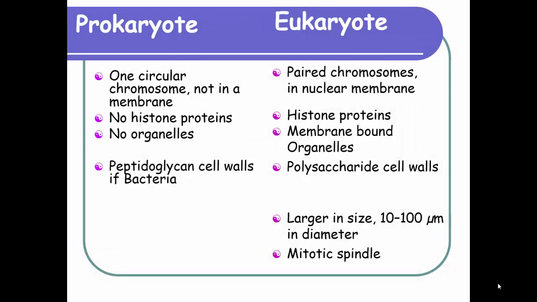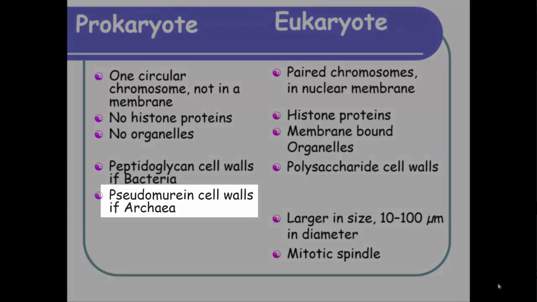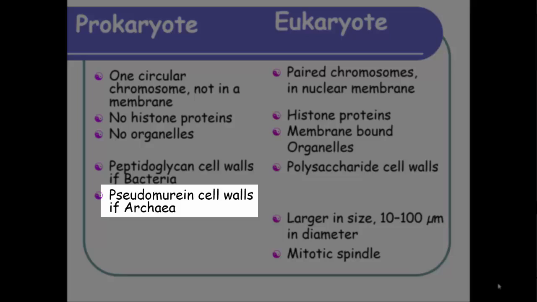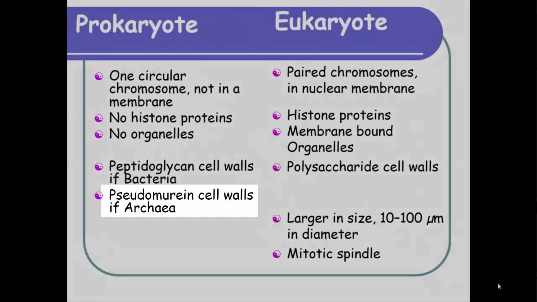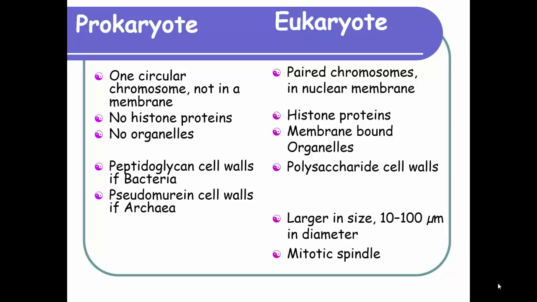In the prokaryotic cell, if it's a bacteria, there is peptidoglycan in the cell wall. If it's in the kingdom Archaea, it's pseudomurein, which is another protein found in the cell walls. In eukaryotic cells that have cell walls, it's usually made up of a polysaccharide sugar structure, such as cellulose in plant cell walls, chitin in fungal cell walls.